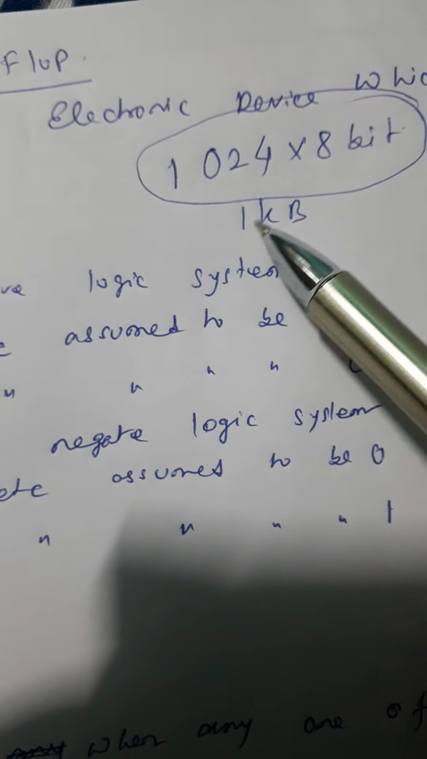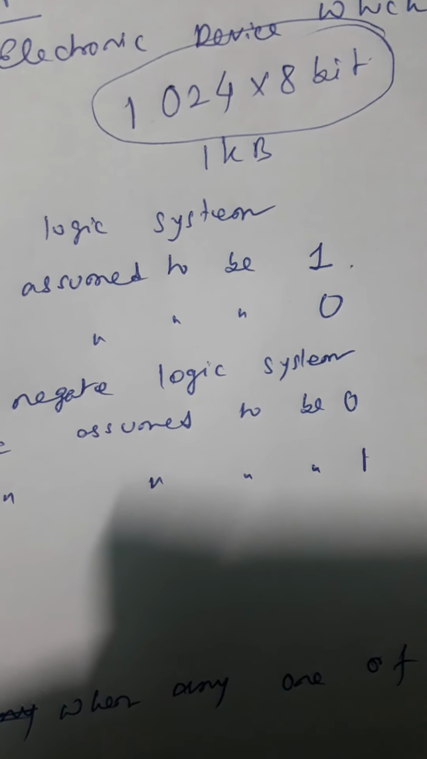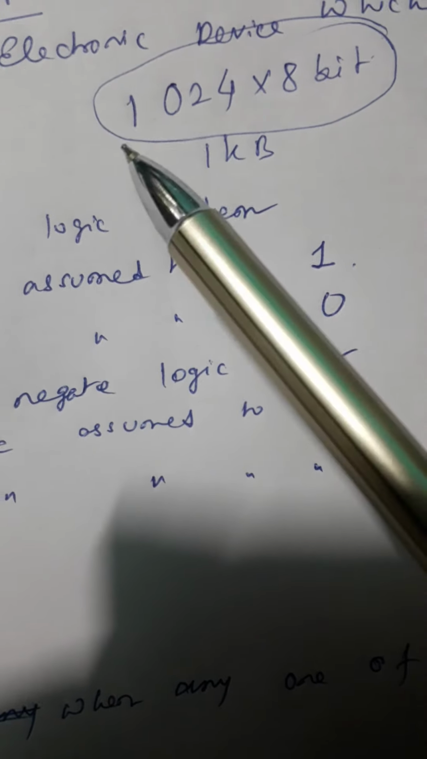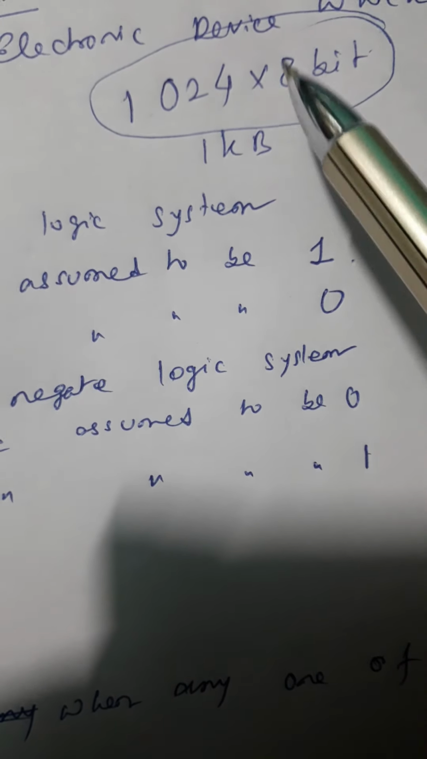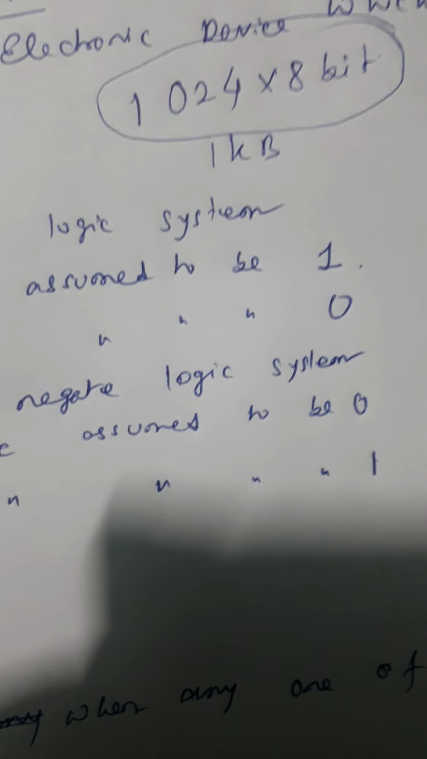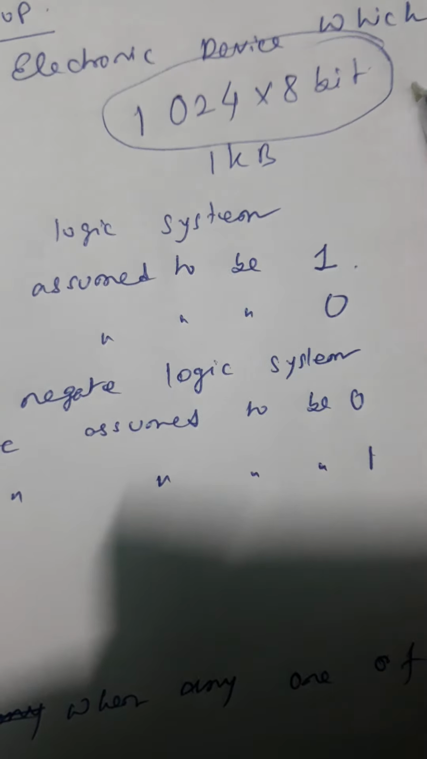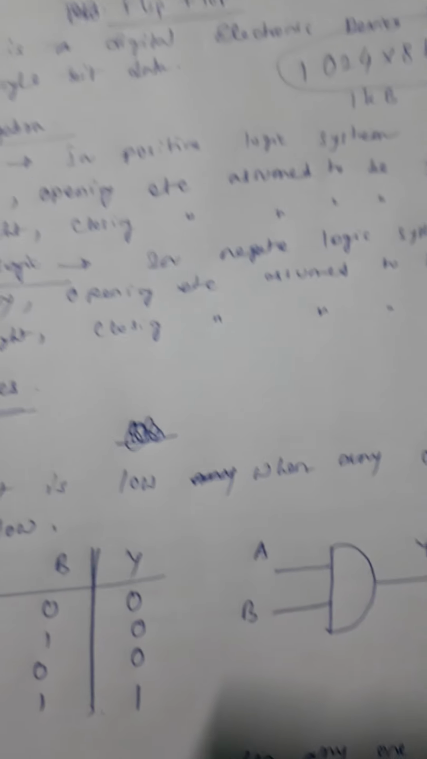1K in digital electronics means 1024, right? And 1 byte means 8 bits. So this 1 kilobyte memory has to be stored within 1024 times 8 bits, that many flip-flops. Fine. So in a 1 KB memory, these many flip-flops are there. So you can understand how many flip-flops there are around you.